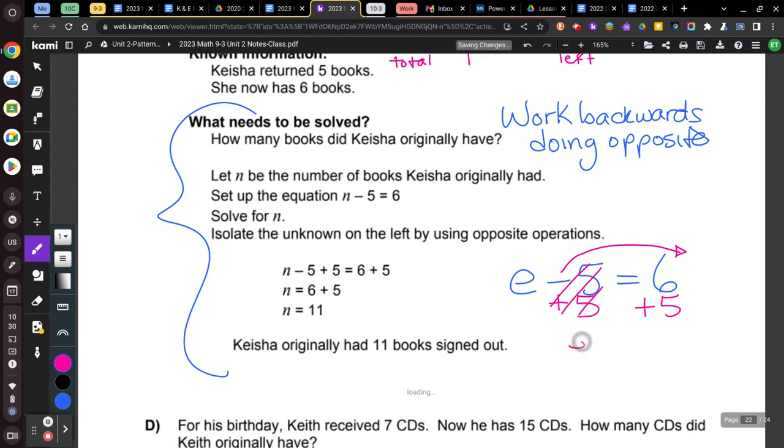I think it's frozen again. And I get E is equal to 11. So that means I started with 11 books.